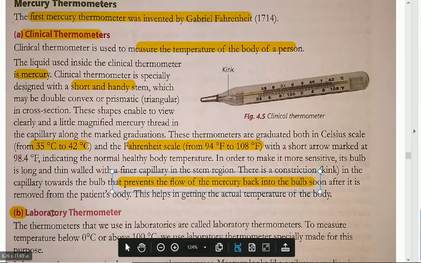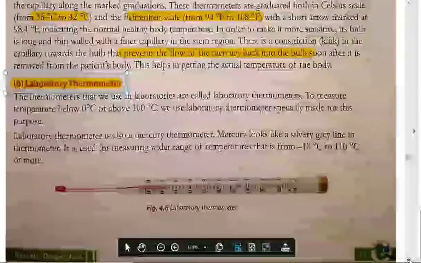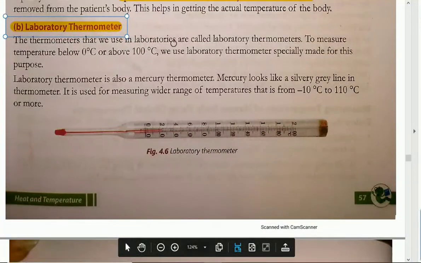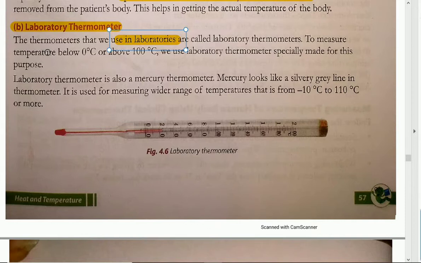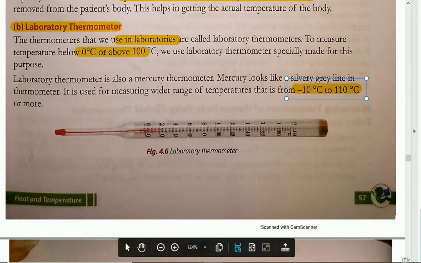Next one is the laboratory thermometer. What is a laboratory thermometer? These thermometers are used in labs. These have a wide range of temperature. We can say these have 0 to 100 degrees Celsius or minus 10 degrees Celsius to 110 degrees Celsius. So these laboratory thermometers are comparatively long in size as compared to the clinical thermometers.